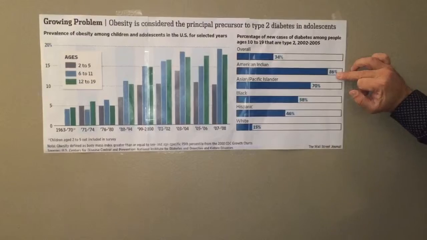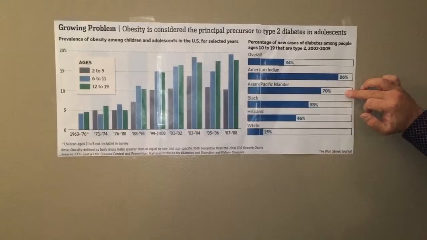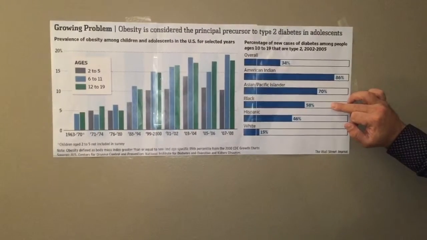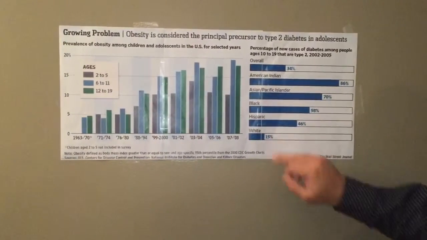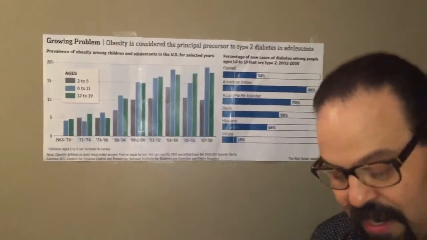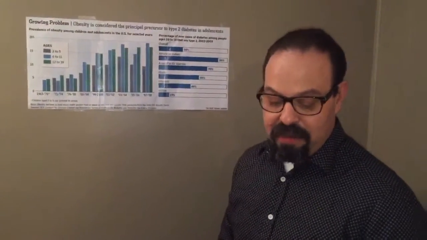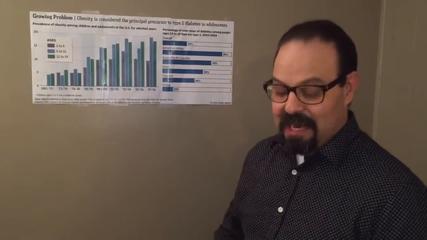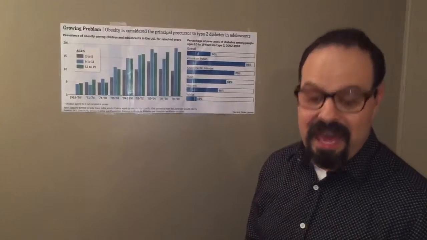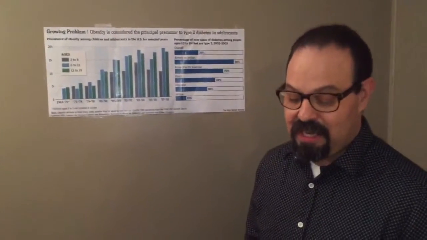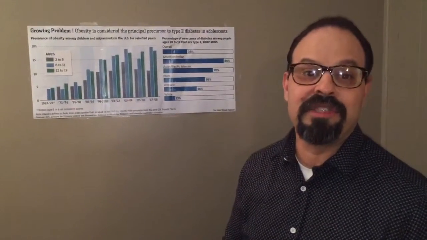There's an 86% increase in Native American, 70% in Asian Pacific Islander, 58% in Black, 46% in Hispanic, and 15% in white. Also, according to Lynch 28, childhood obesity was also linked to socioeconomic patterns that are prevalent to type 2 diabetes and increased resistance and higher glucose levels.